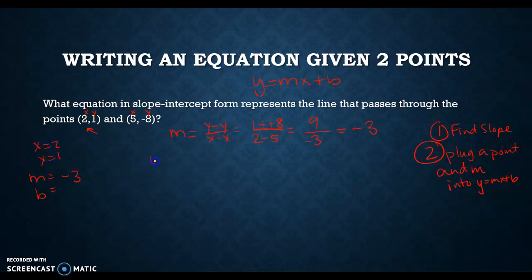And so now I have that y equals mx plus b, right? That's what we're working with. And now I'm going to plug in. My y is 1. 1 equals negative 3, because that's m, times x, which is 2, plus b. Because that's what I know so far. And then from here, I'm going to simplify and solve. So step 3, solve for b.